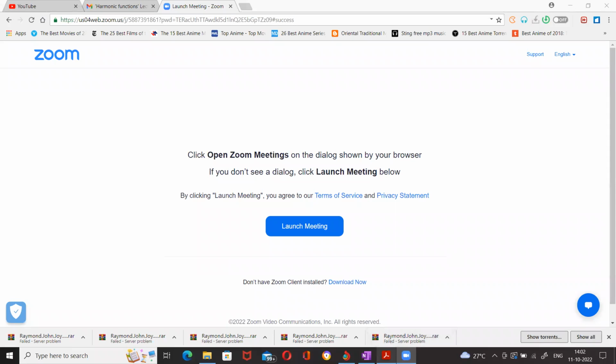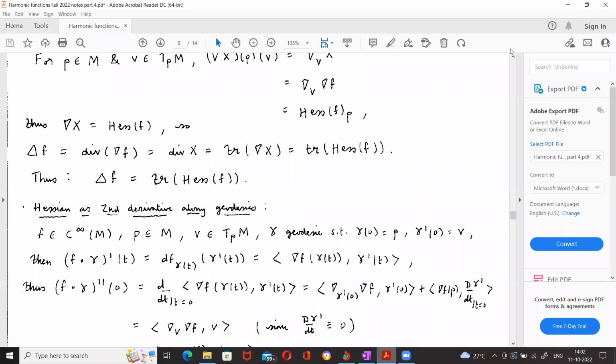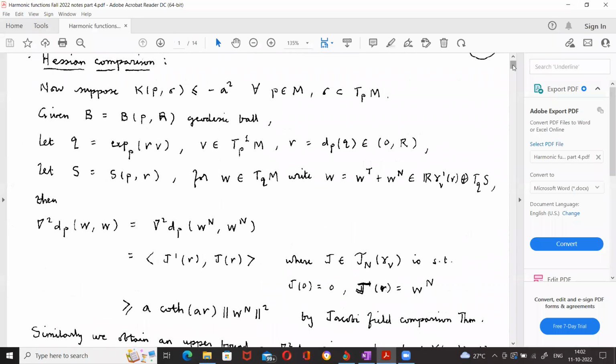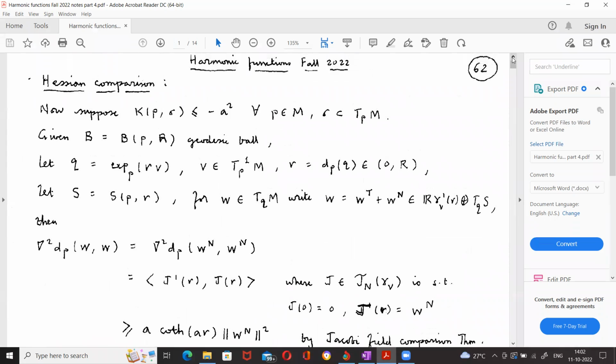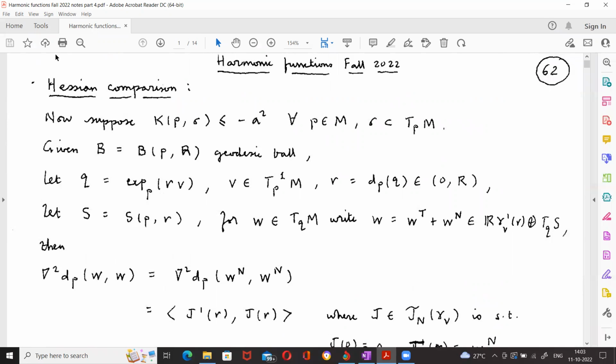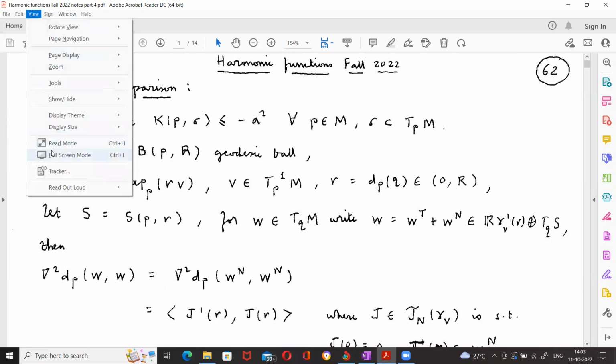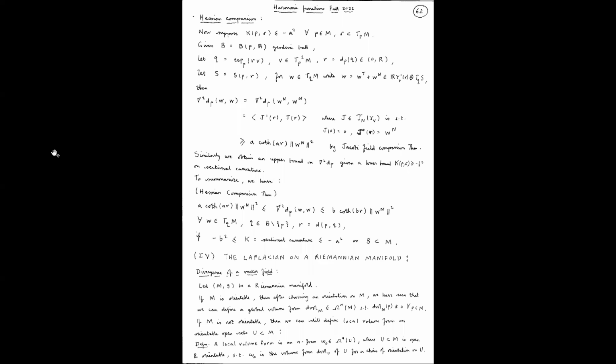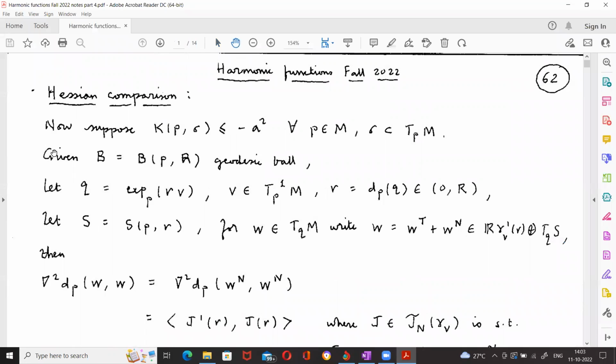All right. So let me start by recalling where we finished. We finished with the Hessian comparison theorem, which gives you upper and lower bounds on the Hessian of the distance function from a point P, d sub P, on a geodesic ball.